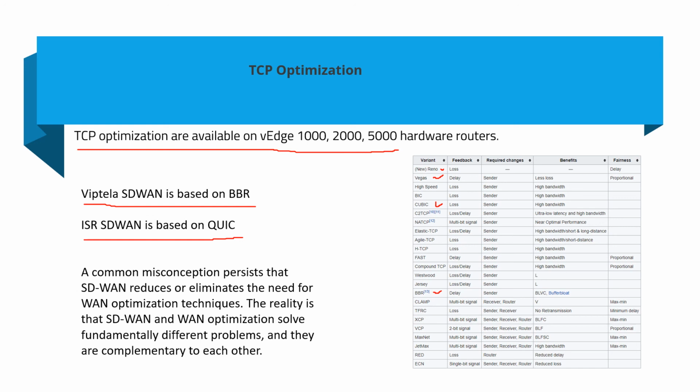A common misconception persists that SD-WAN reduces or eliminates the need for WAN optimization techniques. In reality, SD-WAN and the WAN optimizer solve fundamentally different problems, and they are complementary to each other.